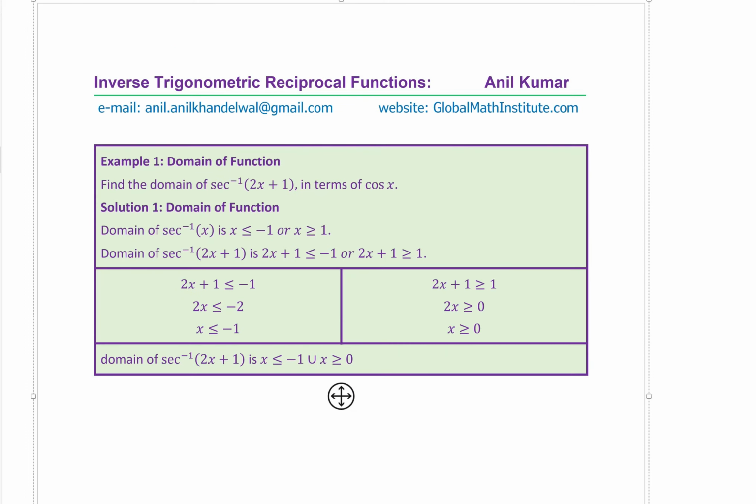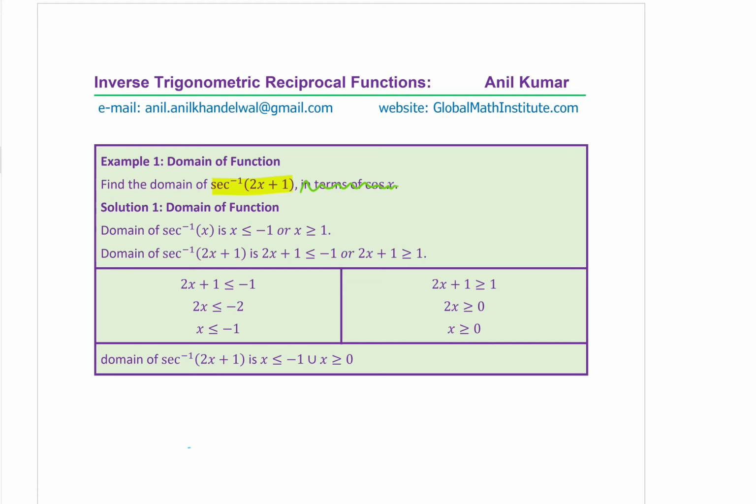Now let's take up some examples based on how do we calculate the domain of such functions. The very first example on domain here is find the domain of secant inverse 2x plus 1. Okay, so that is a typing error. Fine. So let's see how to find the domain of secant inverse 2x plus 1.